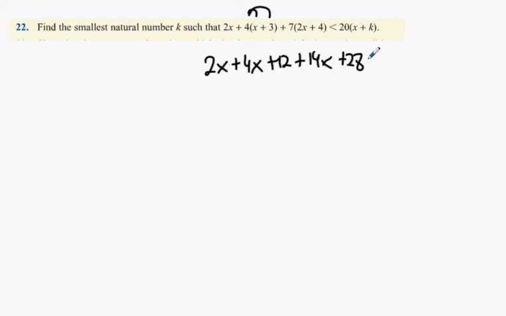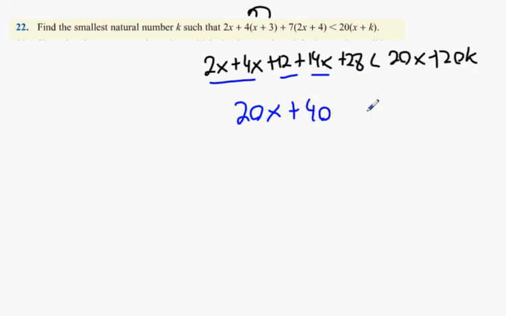You've never seen one like this before, so it doesn't really make much sense at the moment. Now, what can we do next? Yeah, add the x's together. And 12 plus 28, 40. It's the same amount on both sides though, isn't it?